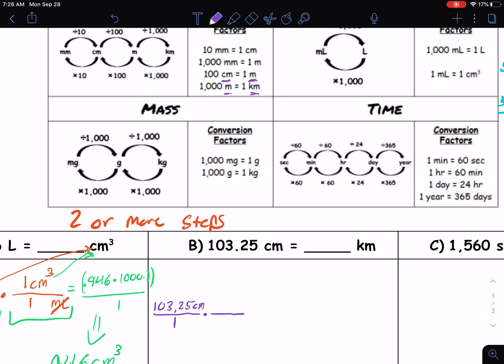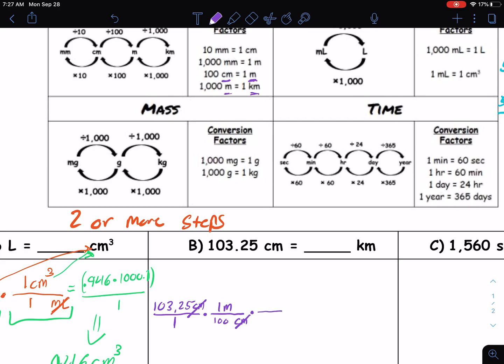So we're going to look at this. We have centimeters in the numerator, so we're going to put centimeters in the denominator automatically. We see, according to the conversion factor, 100 centimeters equals 1 meter. So the centimeters cancel, but we still don't have kilometers yet, so we're still not done. If you don't have kilometers in the numerator, you're not done.